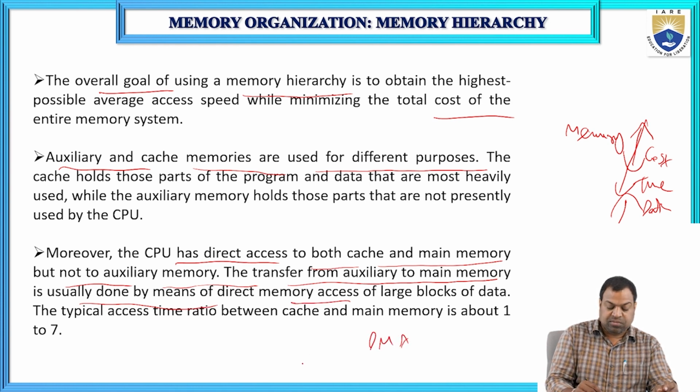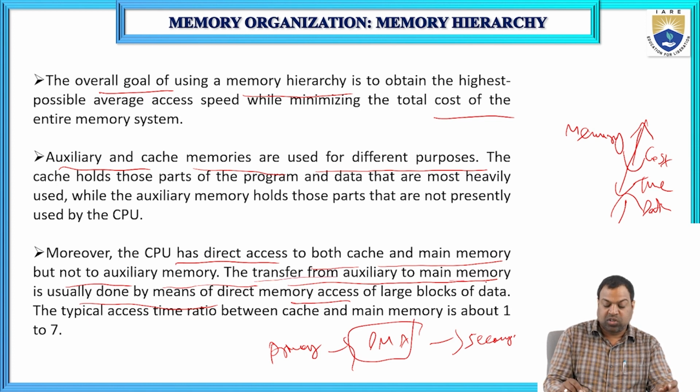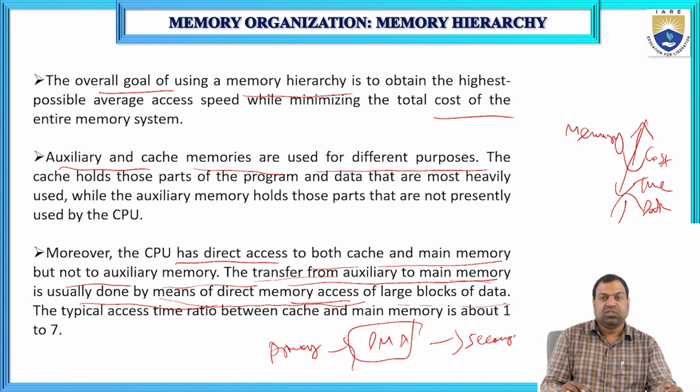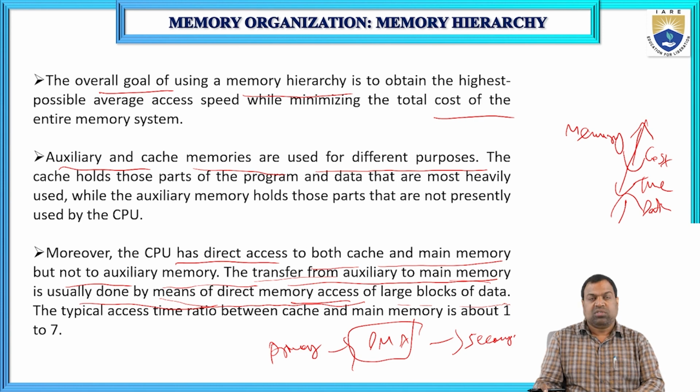So from primary to secondary memory, direct memory access is used. The transfer from auxiliary to main memory is usually done by means of direct memory access, in larger blocks of data. When more data is there, then I'm using DMA. DMA means direct memory access, with no need of the CPU; the CPU will be disabled. And the typical access time ratio between the cache and main memory is about 1 to 7.